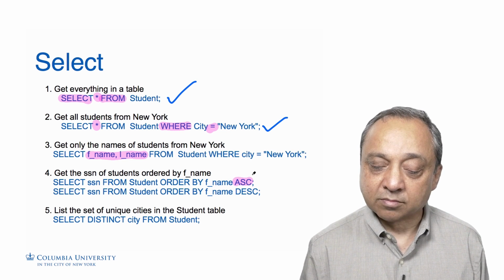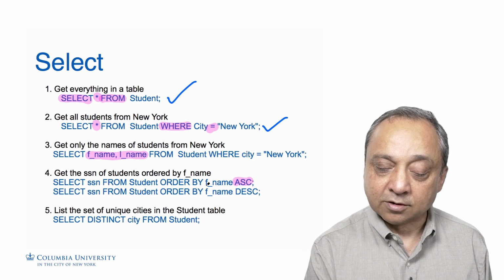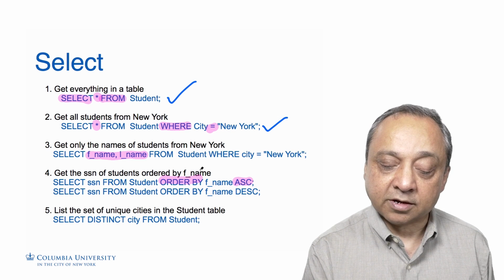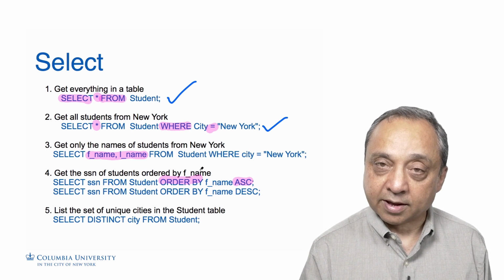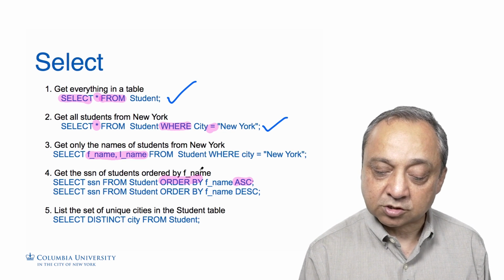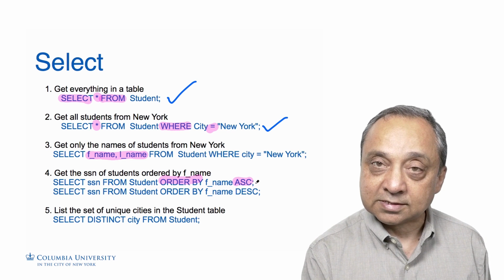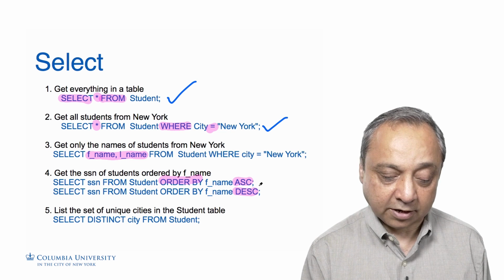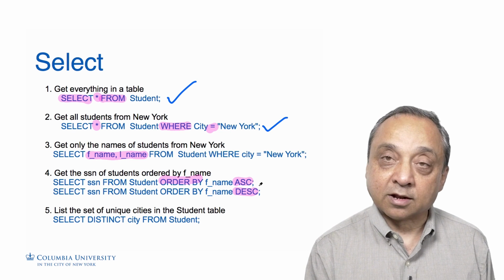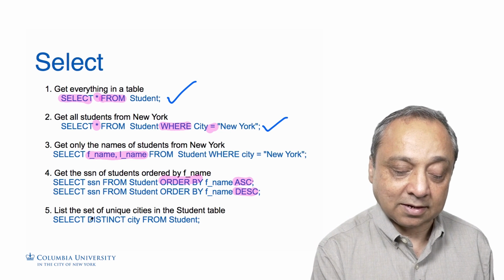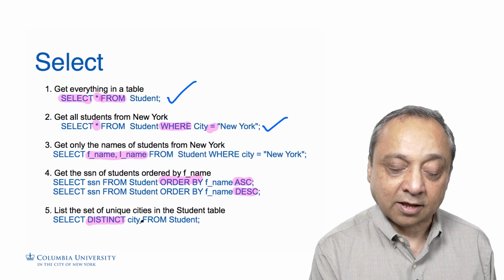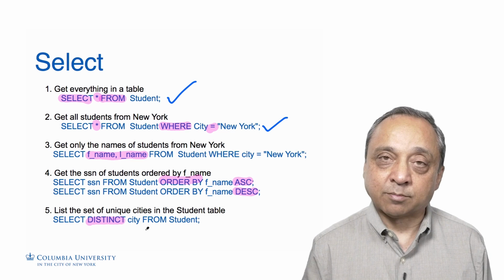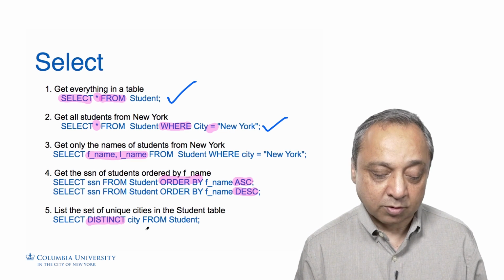The default is ascending, so you don't have to say ascending, but you can say order by. Order by says that the data we get should be ordered, sorted by the first name of the student. ASC is ascending, and we can also say descending, and that'll take care of that for us. And finally, we can also say select distinct, which says get me the unique cities from the student table, if you want to know, for example, which cities our student population comes from.